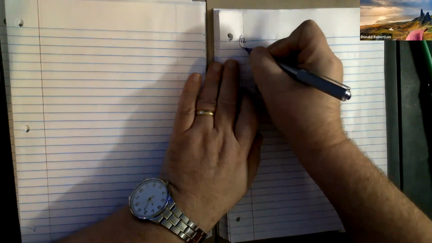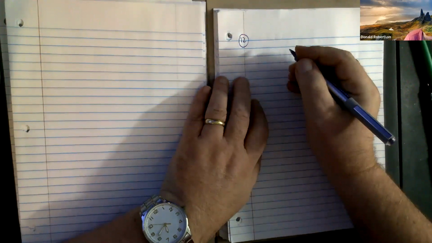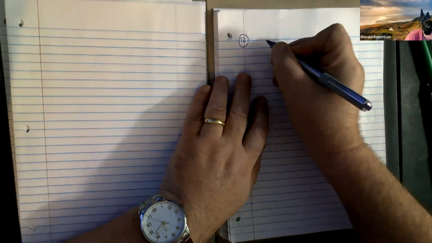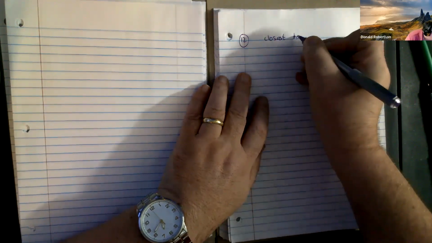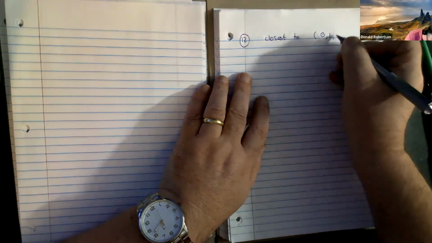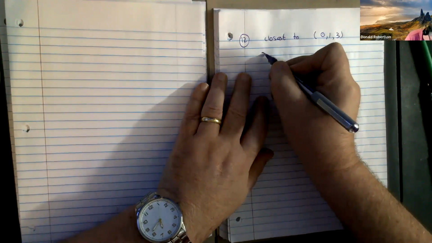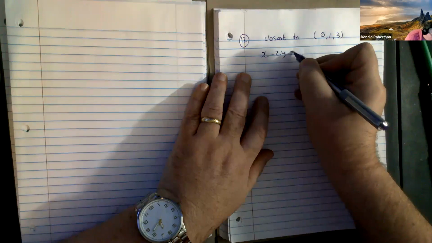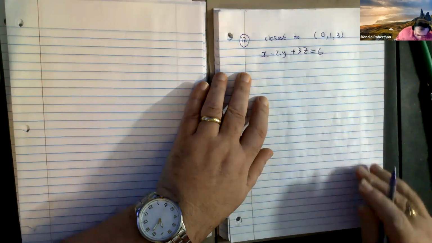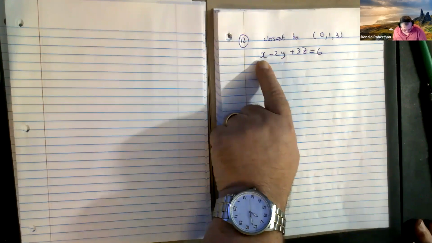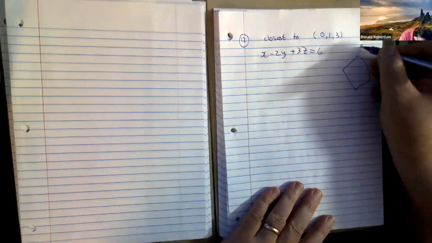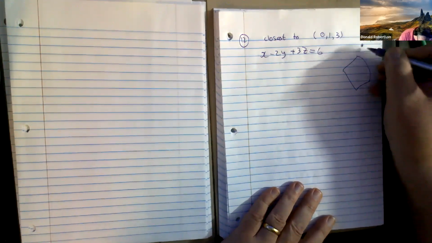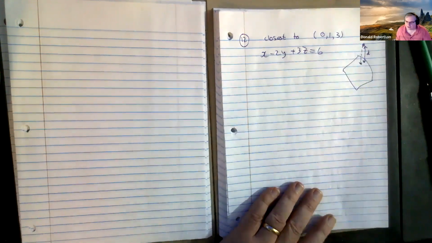So the one I'm picking is question 12. And question 12 is find the point that's closest to 0, 1, 3. And the guy that we're trying to find is this plane. So find the point that's closest to this plane, and the point, that point there, right? Can you imagine that's what the plane looks like and there's a point up here. Aren't we trying to find the shortest distance?